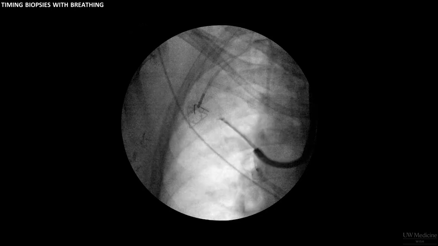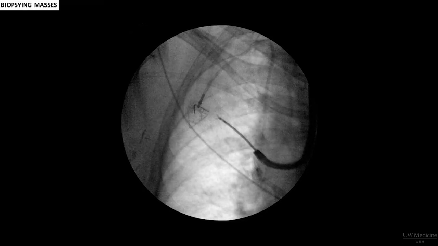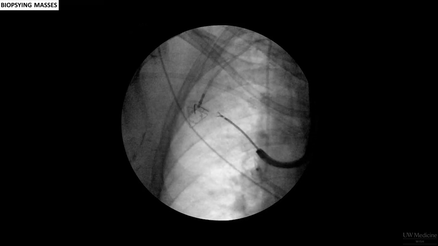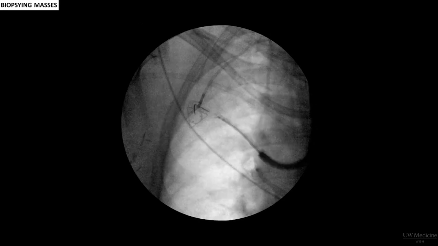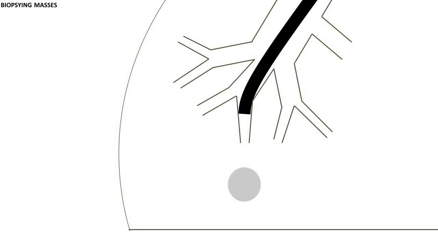When biopsying a mass visible on fluoroscopy, the manipulation of the forceps is a little different than when taking biopsies for a diffuse disease. The closed forceps are passed until they appear to be within the mass, and do not have to be passed until you meet resistance. Once the forceps appear to be within the mass, retract a couple centimeters, open the forceps, and pass the open forceps until they appear to be within the mass again, and then close, hold, and withdraw.